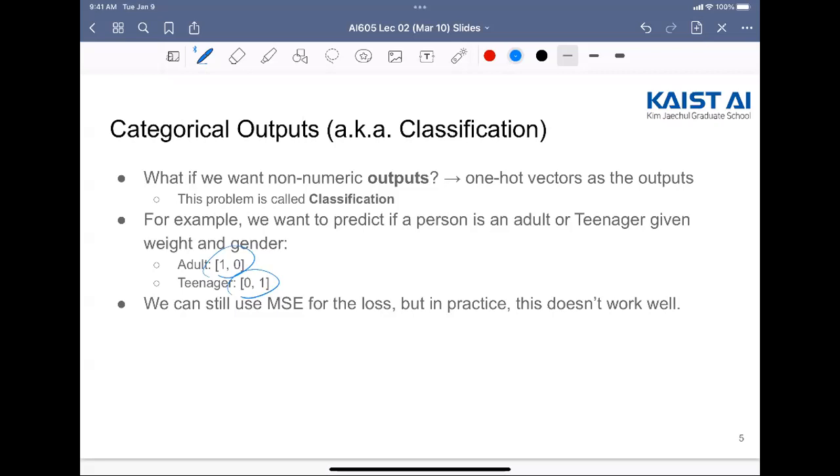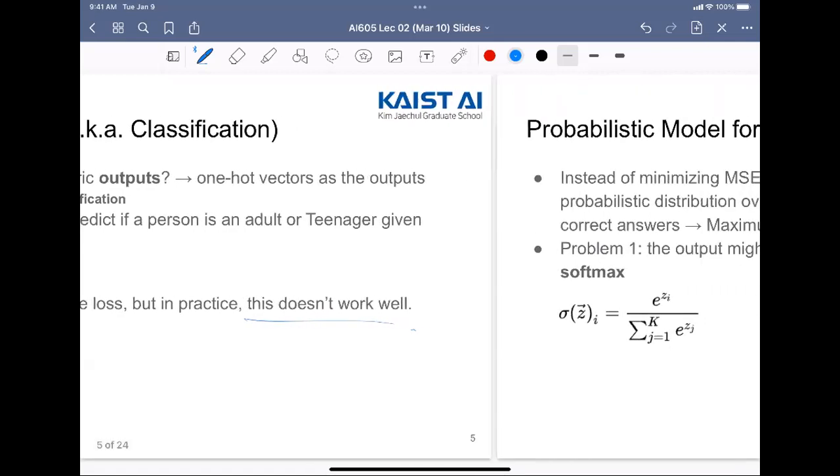I think I realized that I didn't talk about this in the previous lecture, but it's a pretty simple thing. Basically, it's L2 distance. Everyone who took deep learning or machine learning should know this. But then in practice, this doesn't work well. So that's the important thing. And this should also be a review for most people.